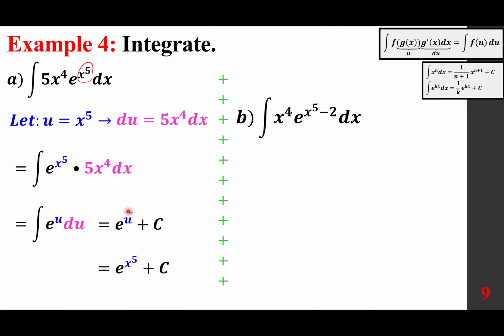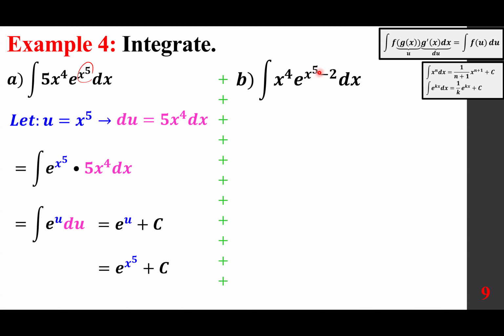In this case, the integral of x to the power of 4, e to the power of x to the power of 5 minus 2. Again, the exponent is the choice of u. The derivative again is 5x to the power of 4, just like this one, which makes du the same thing, 5x to the power of 4 dx.